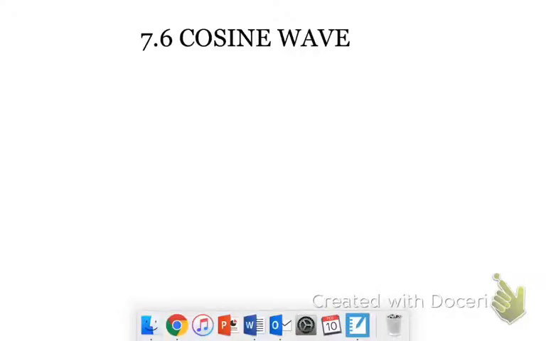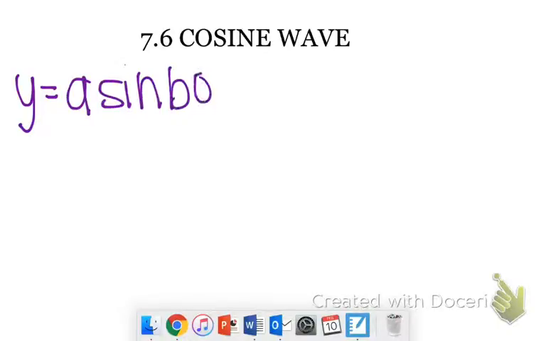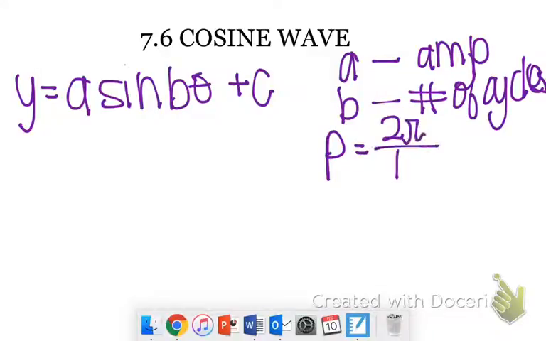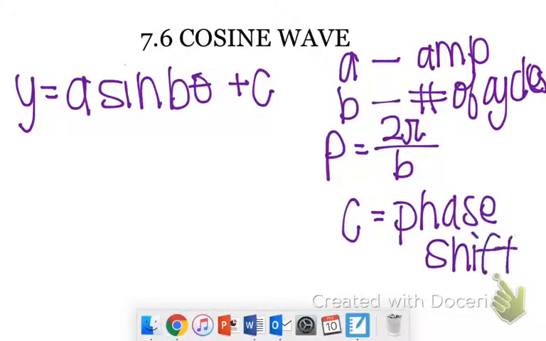All right, so the past couple days we've been working a lot with this sine curve. And remember, the equation for the sine graph was y equals a sine of b theta plus c, where a was the amplitude, b was the number of cycles between 0 and 2 pi. We used b to find the period, so the period was 2 pi divided by b. And then c was our phase shift. That was for the sine wave.